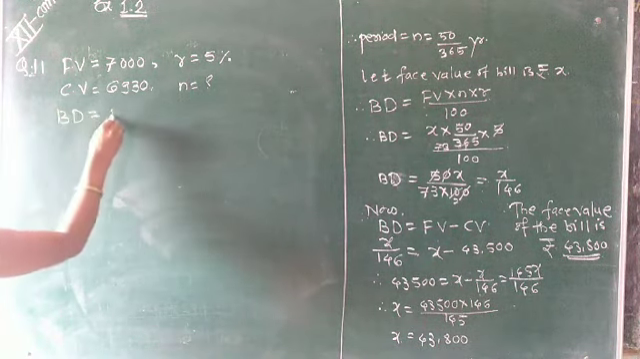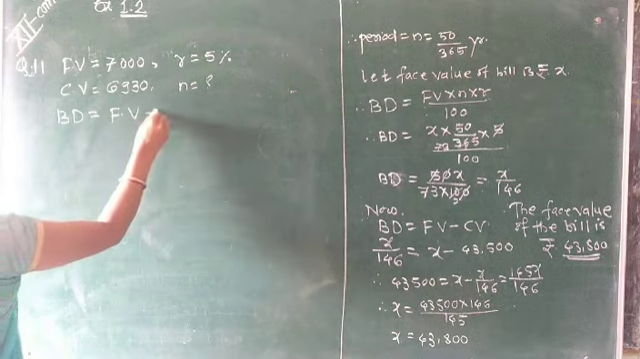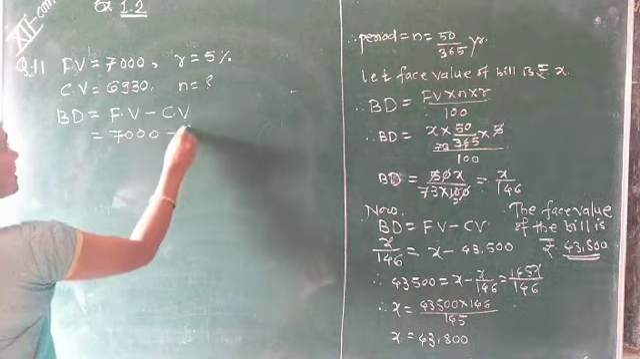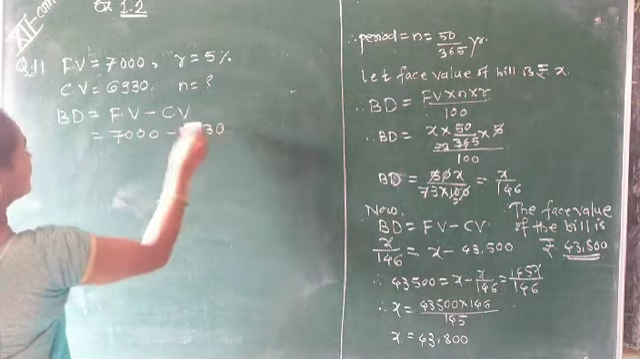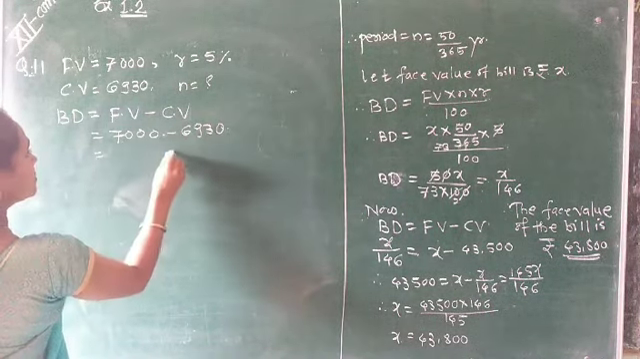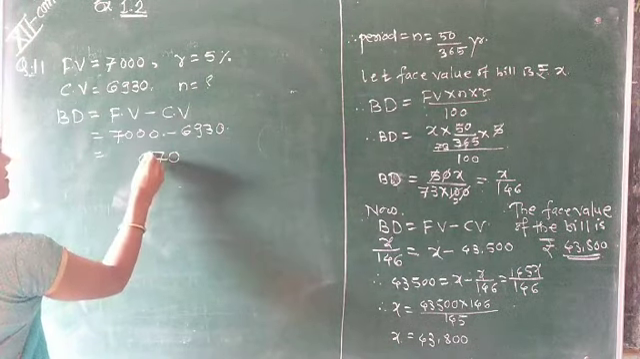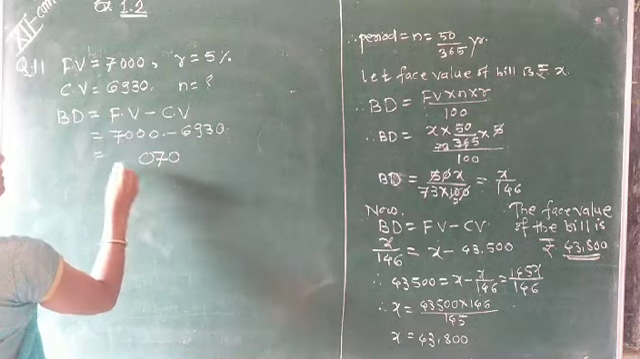Hence we find the BD, because we know the formula for BD. BD is equal to FV minus CV. FV is 7,000 minus 6,930. So 0 minus 0, 0. 10 minus 3, it is 7. 9 minus 9, 0. So BD is rupees 70.